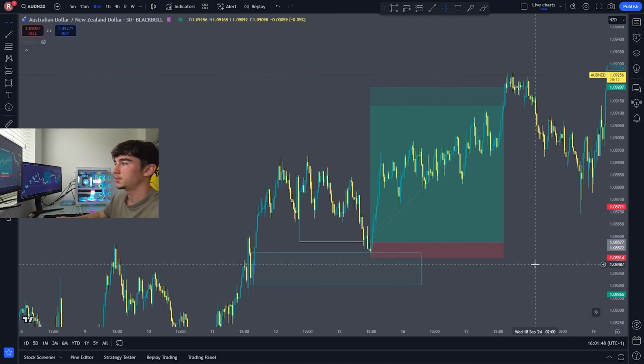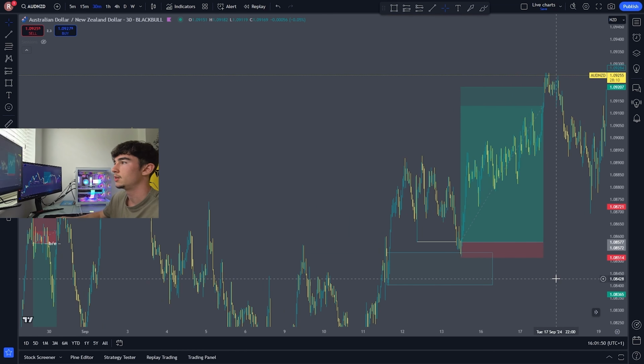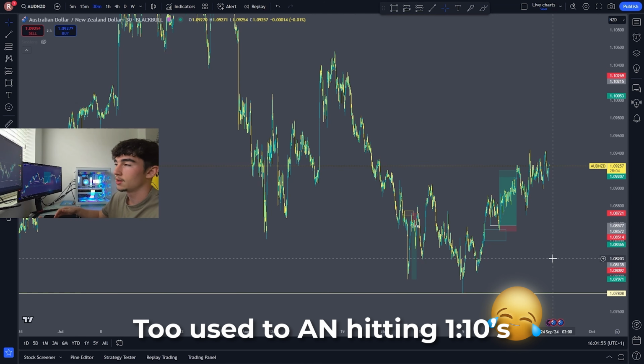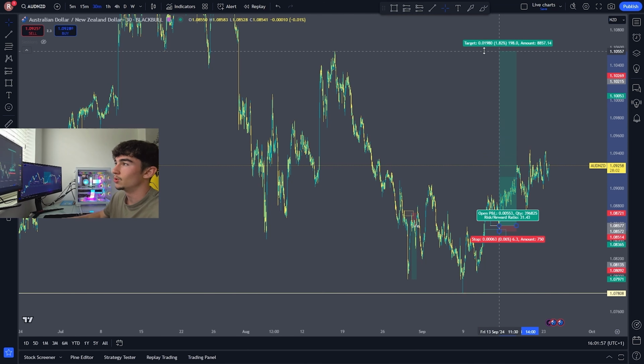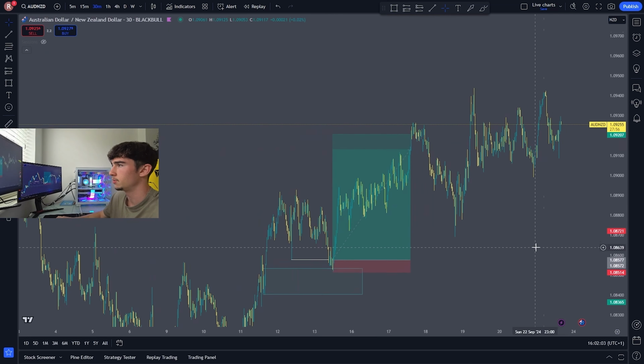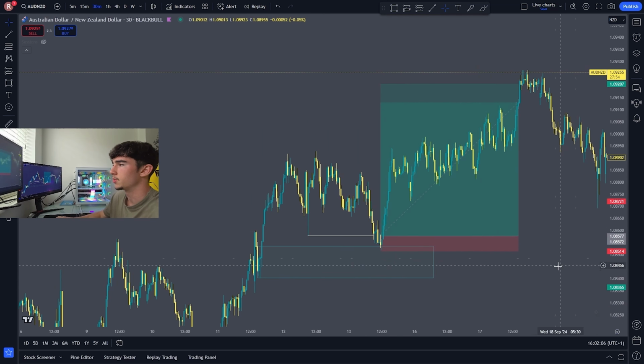Once we've done this, 1 to 10 is our max risk to reward. So any trade that we're aiming for a reversal, especially on a pair like this, when we can push up all the way to these highs, 1 to 10 is always what we're going to be aiming for. So very simply, that is why we took this trade at 1 to 10.